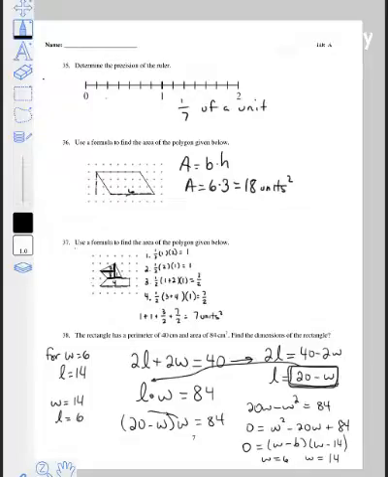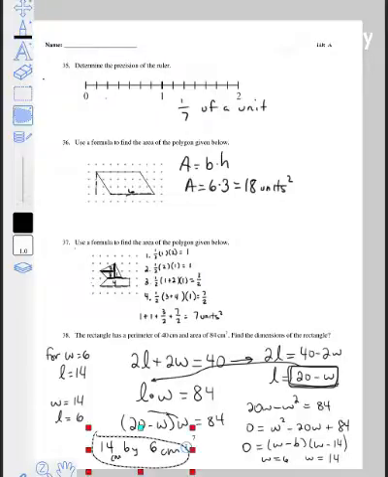So either way, the dimensions are 14 by 6 centimeters. 14 centimeters by 6 centimeters.